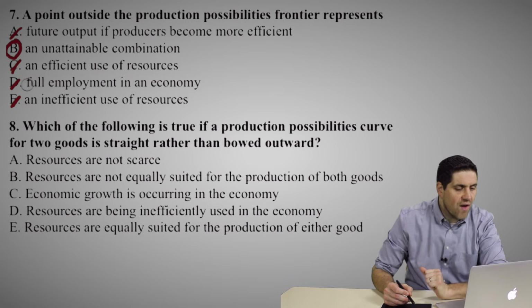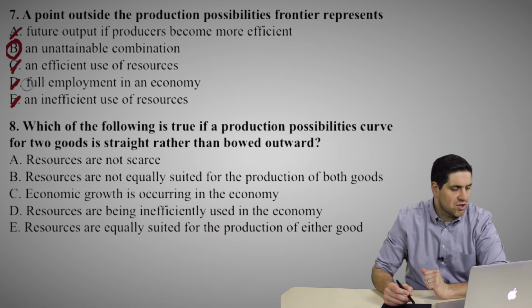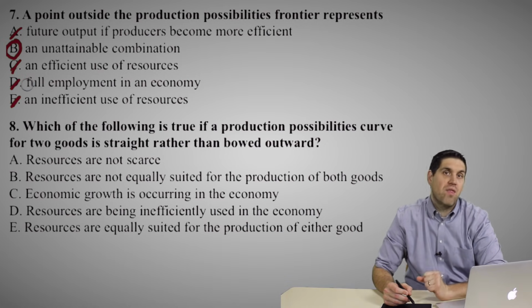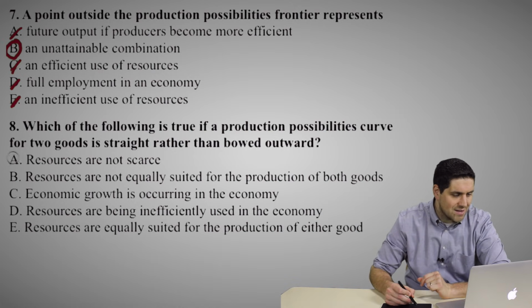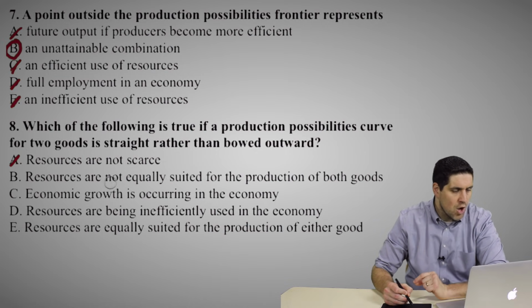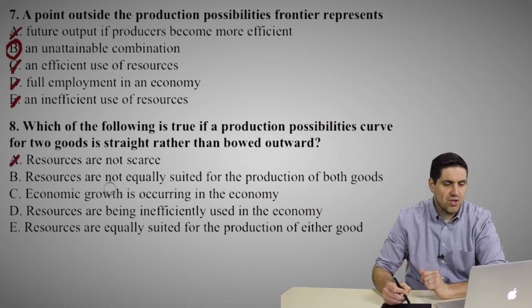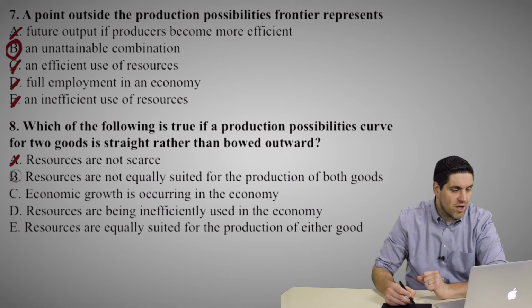Number 8, which of the following is true if the production possibilities curve for two goods is straight rather than bowed out? Now, if you've watched the video, you know this concept. It's really easy. Resources are not scarce. No, remember the production possibilities curve shows you all resources are scarce. Resources are not equally suited for the production of both goods. No, that's when the curve is bowed out, not when it's straight. Economic growth is occurring.